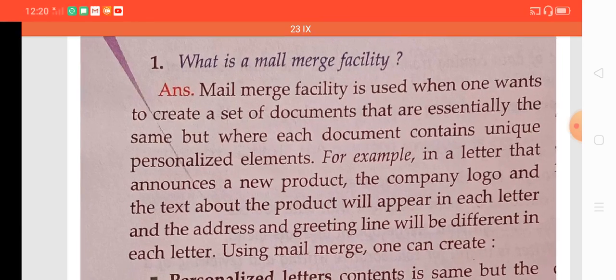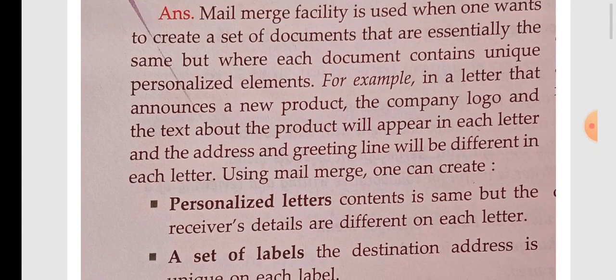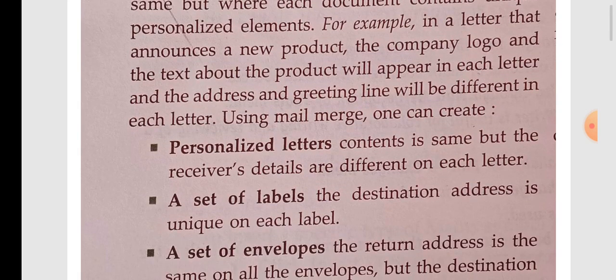Mail merge facility is used when one wants to create a set of documents that are essentially the same, but where each document contains a unique personalized element. For example, in a letter that announces a new product, the company logo and the text about the product will appear in each letter, and the address and greeting line will be different in each letter. Using mail merge, one can create personalized letters containing the same content, but the receiver details are different on each letter. Second is a set of labels. The destination address is unique on each label.